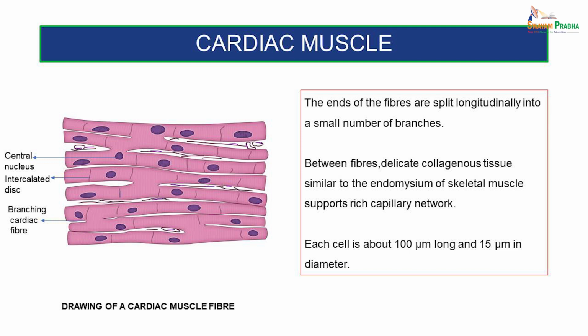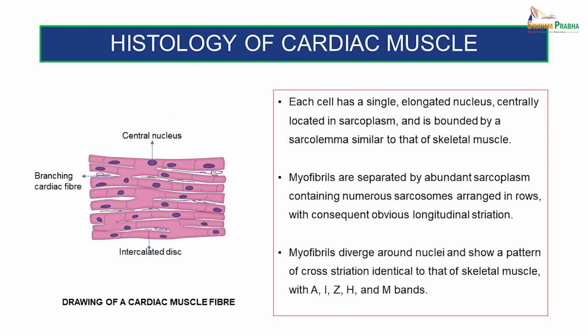Between fibers, delicate collagenous tissue similar to the endomysium of skeletal muscle supports a rich capillary network. Each cell is about 100 micrometers long and 15 micrometers in diameter. Each cell has a single elongated nucleus centrally located in the sarcoplasm, and it's bounded by the sarcolemma similar to that of the skeletal muscle.